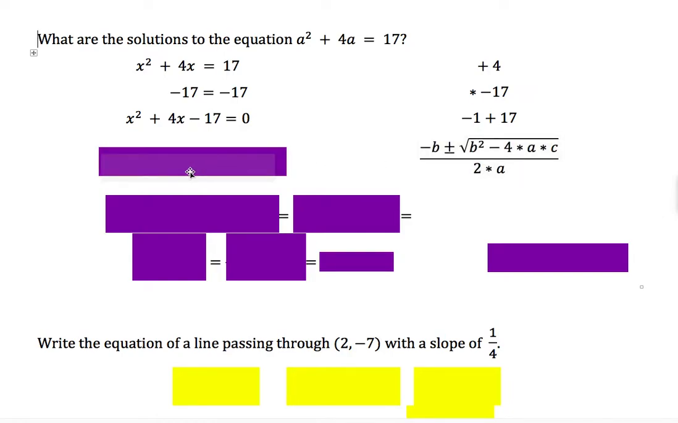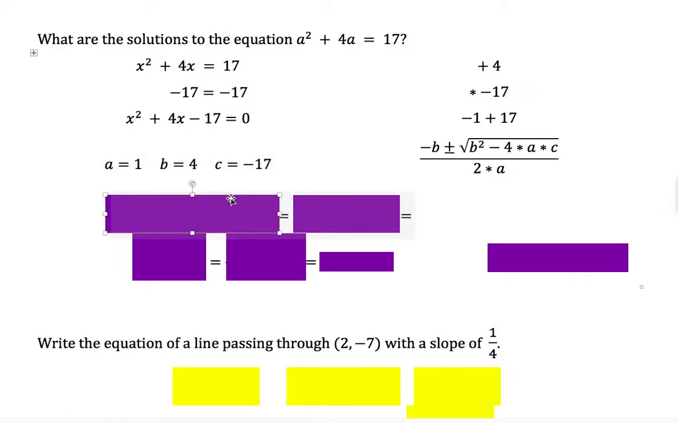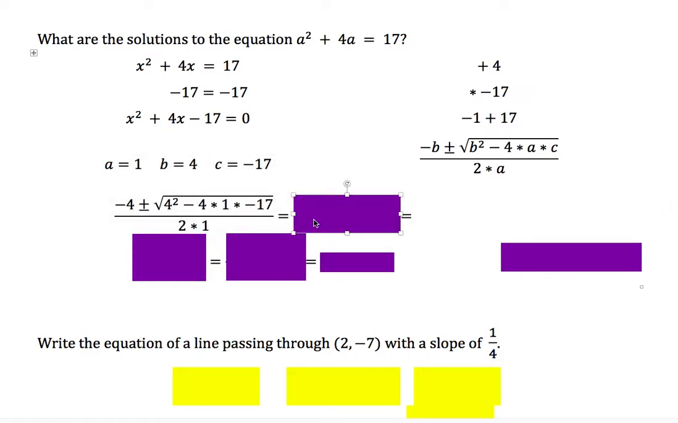And so the reason why I changed my a here to x's is because I did not want you to get those confused with your a's in the quadratic formula. Now in this case, my a value is 1 because I have no coefficient there. B is 4 and C is -17. I'm going to plug everything in. All right, when we simplify everything under the radical, we get 4 squared is 16 plus 68. The -4 times 1 times -17 is positive 68. And then the 2 times 1 is just 2 in the denominator.